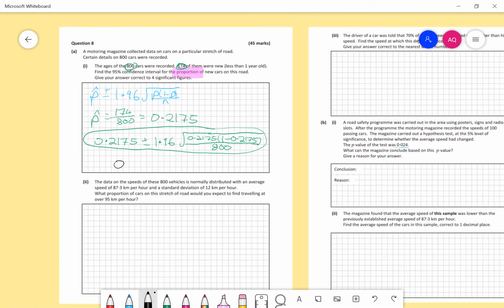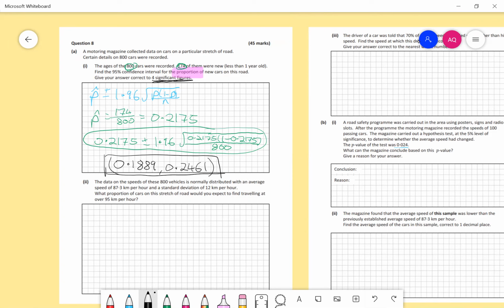And that gives me 0.1889, and it says correct to 4 significant figures, so stopping at 0.1889. Then I change it to a plus and see what the upper end of the interval is, and to 4 significant figures I get 0.2461. So that is my 95% confidence interval for the proportion in that question.